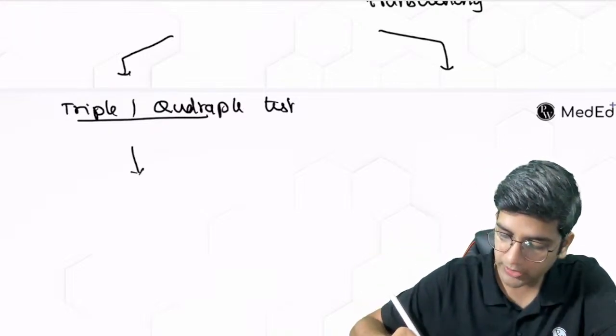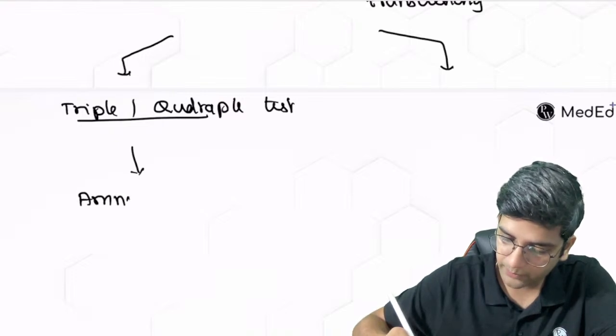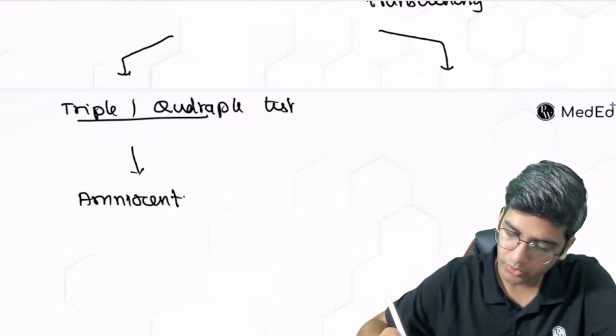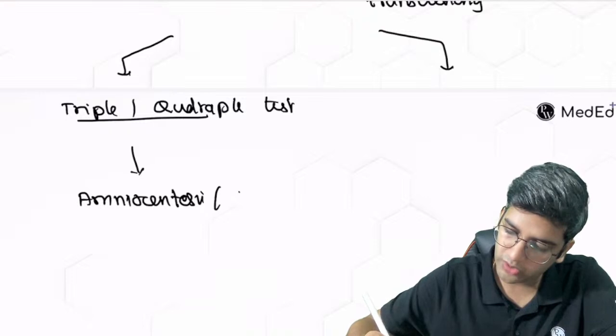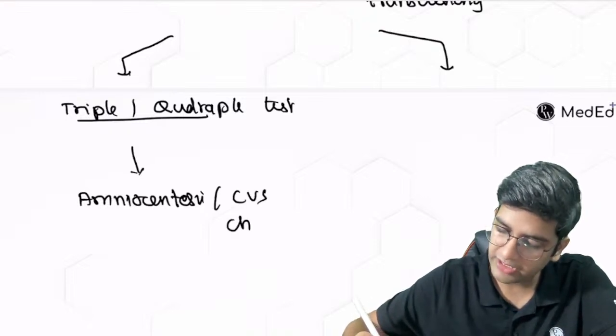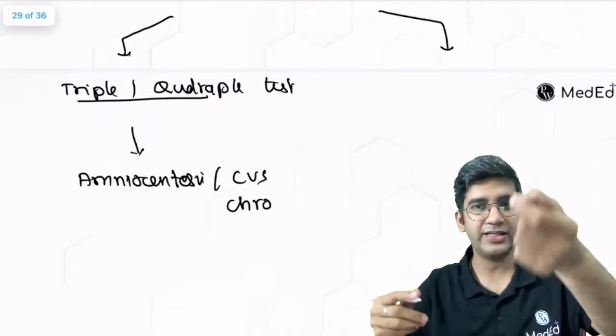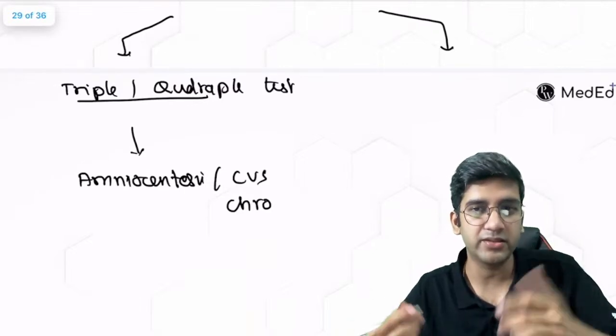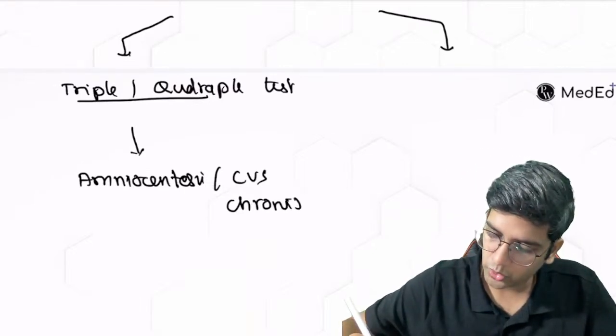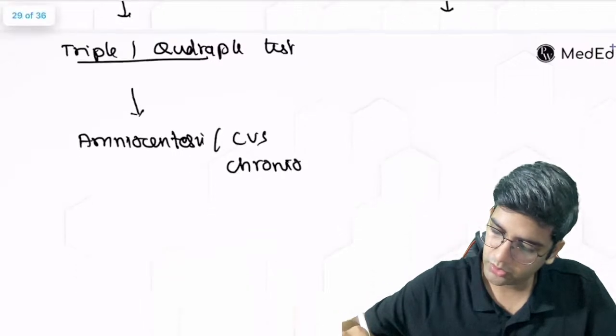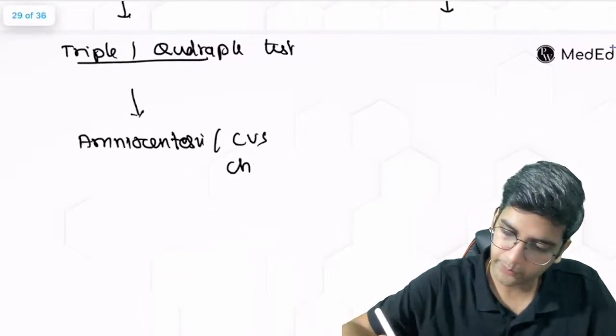Then I have to do an amniocentesis or a CVS, which stands for chorionic villus sampling. It's the villi I take from the baby's side, right? So chorionic villi sampling.